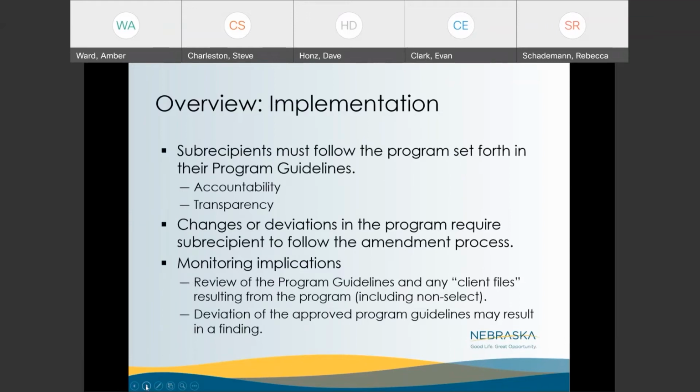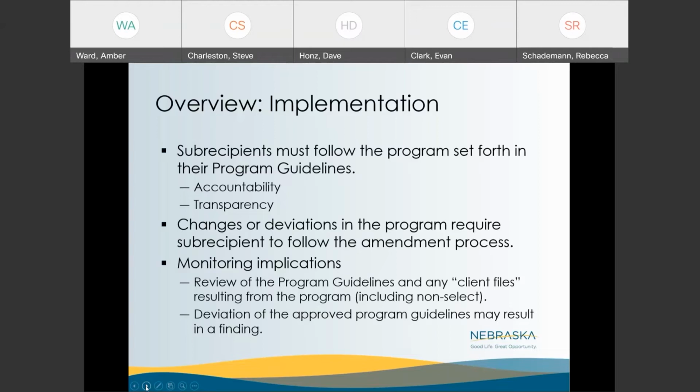Just as an overview, the subrecipients or the grantees must follow their program guidelines as set forth. There is accountability and transparency needed, so businesses and members of the community know how the program guidelines work and what's contained within them. If, as I mentioned, a community decides to make any changes or deviations to the guidelines, the community must follow an amendment process.